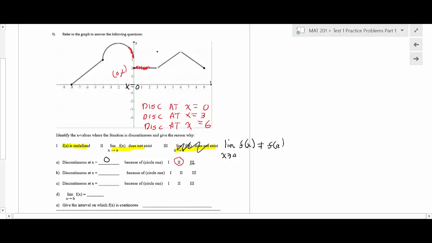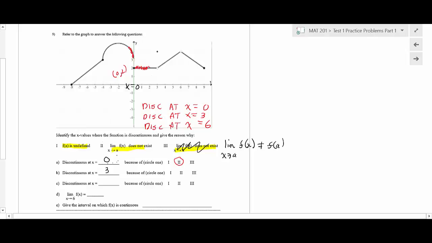Okay. Now, 3 you don't really have to say. If the limit doesn't exist, then it can't be equal to the function value. The key thing is the limit does not exist. Okay, then the next one you have is discontinuous at x equals 3.